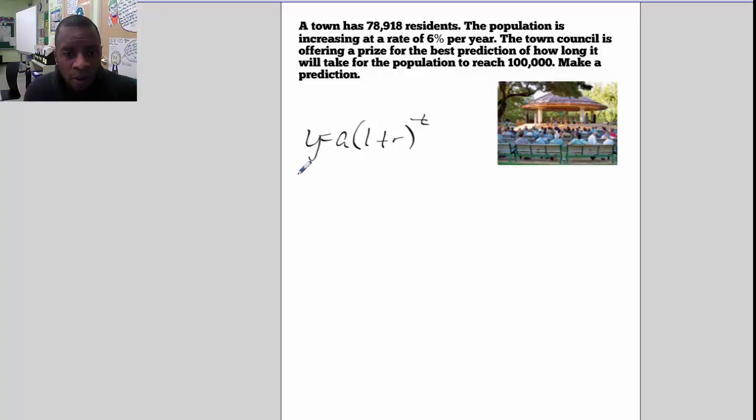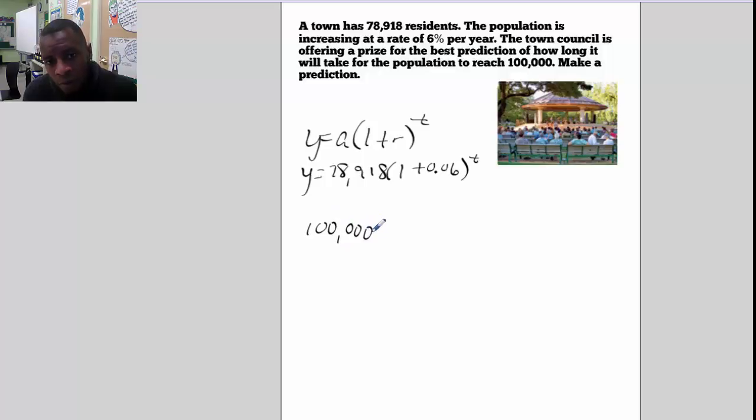Okay, and so here our initial value is 78,918, and we're increasing at a rate of 6% per year. So remember, we want to change that rate to a decimal, and we are raising that to our unit of time. Okay, so this is our exponential growth equation for this situation. And what we want to do is estimate how long it will take for the number of residents to reach 100,000. So our y in this case is 100,000, or our output.